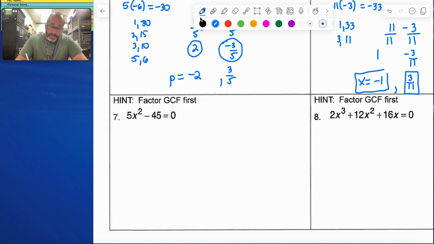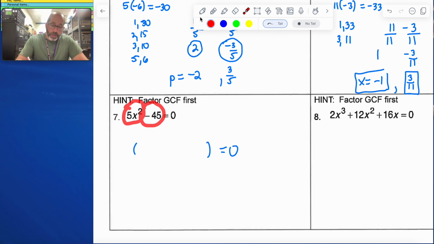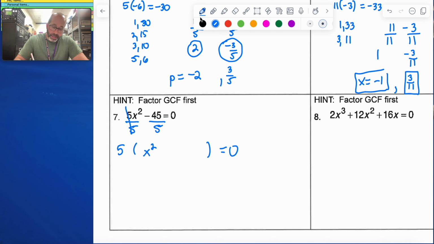So if I take the 5 out, you can see when we look at this that there's two terms here. There's 1, 2. So we're going to divide each of those by a 5. And the GCF, remember, goes in front. So we're left with an x squared and a minus 9.